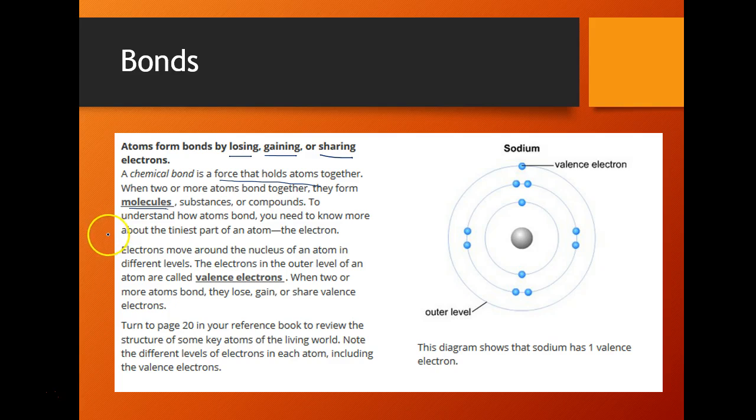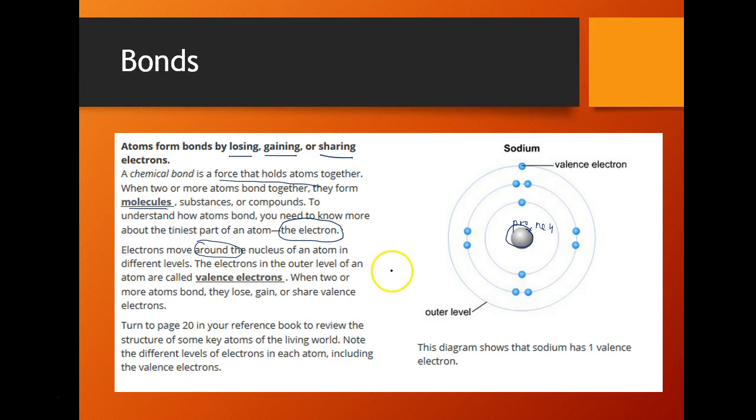To understand how atoms bond, again, you need to know more about what an electron is. So when we talked about the structure of an atom, we talked about how there's a nucleus in the atom. In the nucleus, we have protons and we also have neutrons present. Electrons are not found in the nucleus of an atom, but they are actually moving around the nucleus. So we see these blue little balls that are circling around that nucleus are what we call electrons.